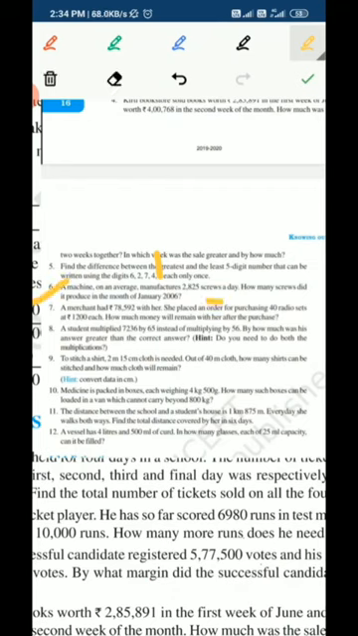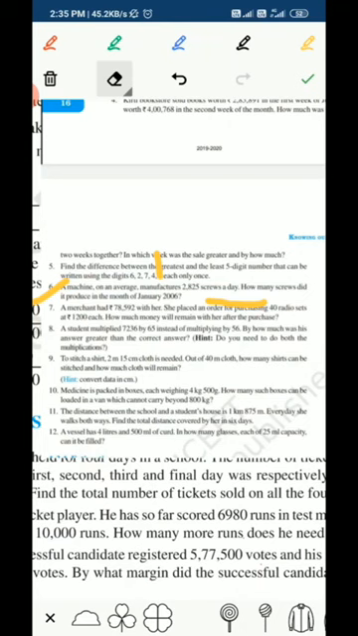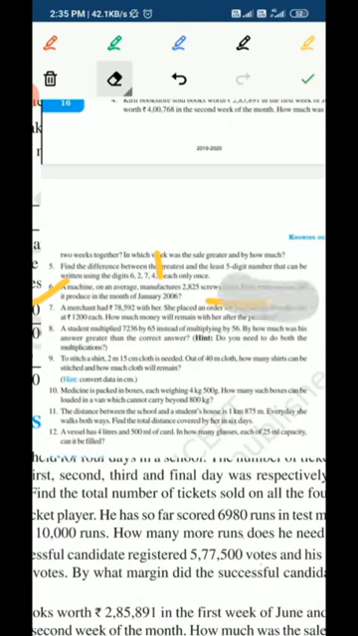A machine on an average manufactures 2,825 screws a day. 2,825 screws a day a machine is manufacturing. How many screws did it produce in the month of January 2006?